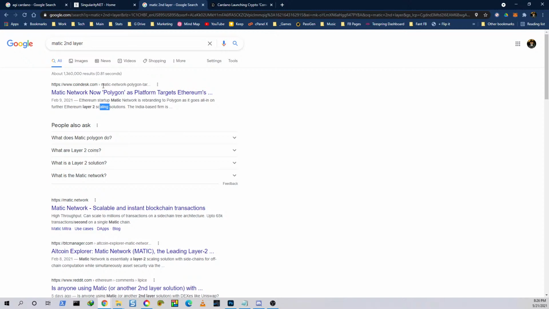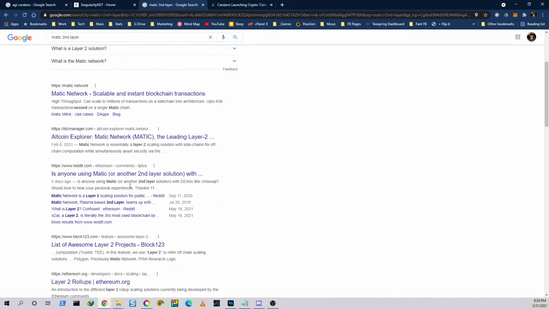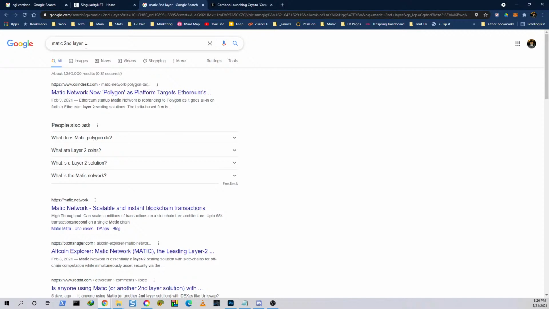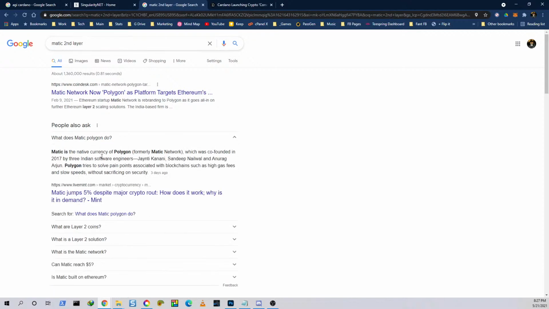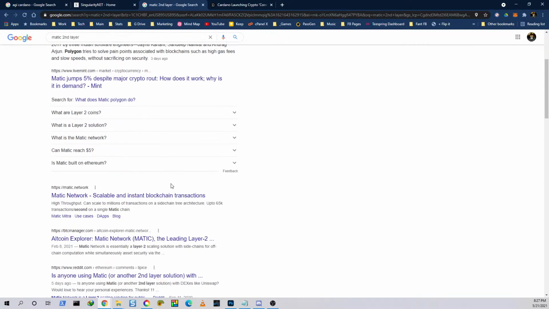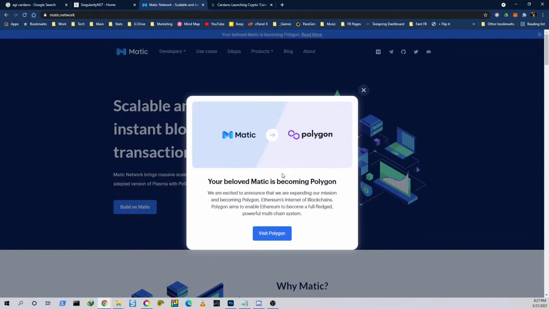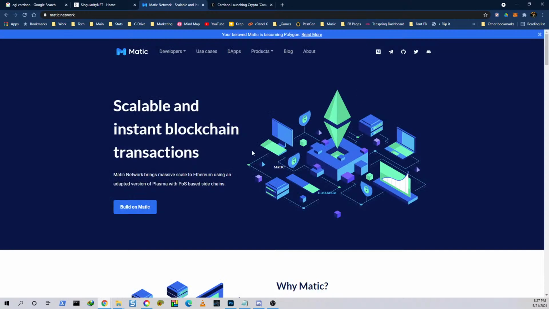Let me see if I can find it. But anyway, regardless, Matic is there to handle the transaction issue, right? And then Matic can also do, I want to say, what's Matic? Software engineers. Let me go to the Matic network so I can actually look at it. Matic, your beloved Matic has now become Polygon.